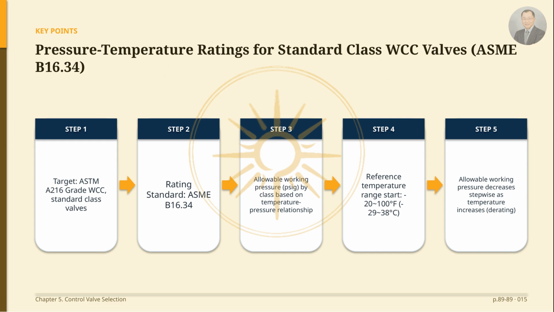The baseline lowest temperature range is -20 to 100 degrees Fahrenheit, or -29 to 38 degrees Celsius, and the highest working pressure is allowed in this range. When using the table, you can check the maximum working pressure the valve can withstand under those conditions by reading the value where the row corresponding to the actual service temperature and the column for the selected pressure class meet.